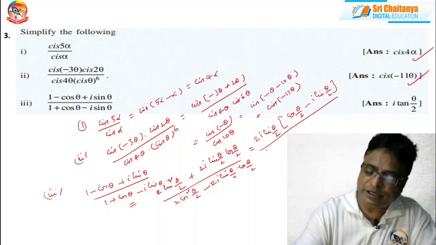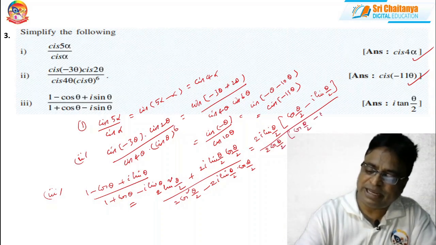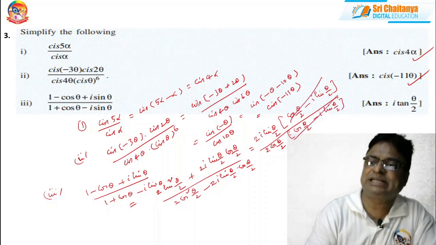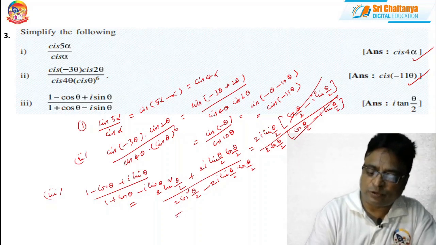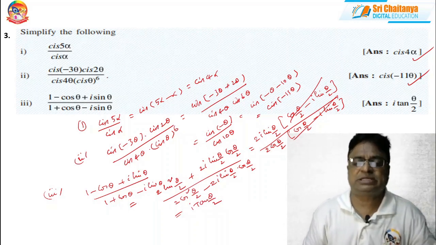Similarly, in the denominator, you take 2 cos theta by 2 common. That means cos theta by 2 minus i sin theta by 2. Luckily, these two get cancelled. So the 2 gets cancelled, and we get i tan theta by 2. Several times we have solved this model even in our previous lessons also.